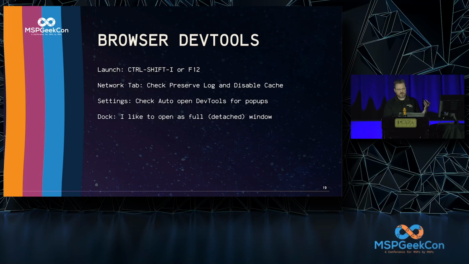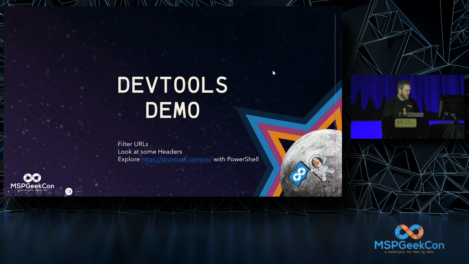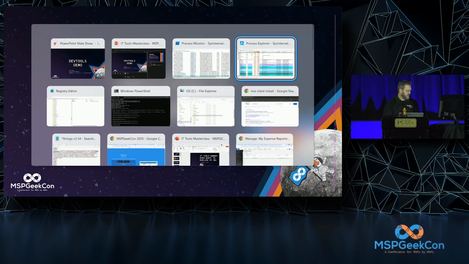If you go to the settings for the DevTools, there's an option for auto-open DevTools on pop-ups. So if you're working in a window and it actually pops open a second window, and then you go open DevTools there, you will not have captured what that window is initially doing. So if you enable that and you're running DevTools in the first window, when that second window pops, it automatically pops DevTools so that you get a complete picture of what's going on. You can dock it. I like to have it as a full detached window. So let's take a look.